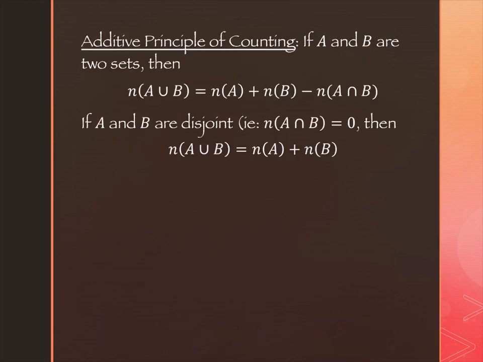So this is called the additive principle of counting, and believe it or not, we've seen this once before. So if A and B are 2 sets, then the number of items in A union B is the number of items in A plus the number of items in B minus the number of items in their intersection. If A and B are disjoint, which means they have nothing in common, the number of items in A intersect B is 0. Then the number of items in the union is just the number of items in A plus the number of items in B. Just jot that down, and then I'll draw you a picture to jog your memory of where you've seen this.